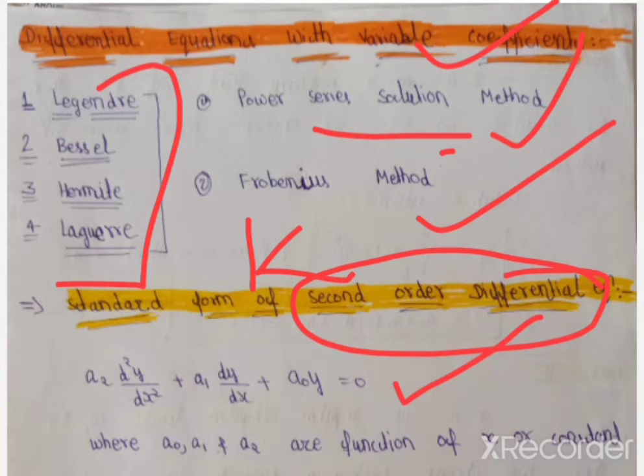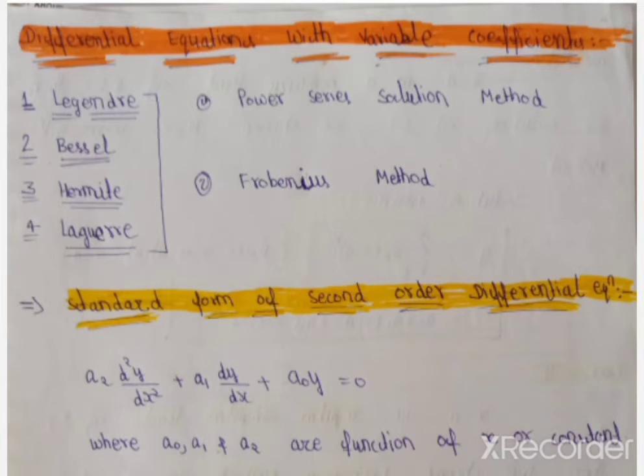A2 times the double derivative of y with respect to x square plus a1 times the derivative of y with respect to x plus a naught y. Here a2, a1 and a naught may be functions of x or not. When a naught, a1 and a2 are not functions of x, then we call them constants.